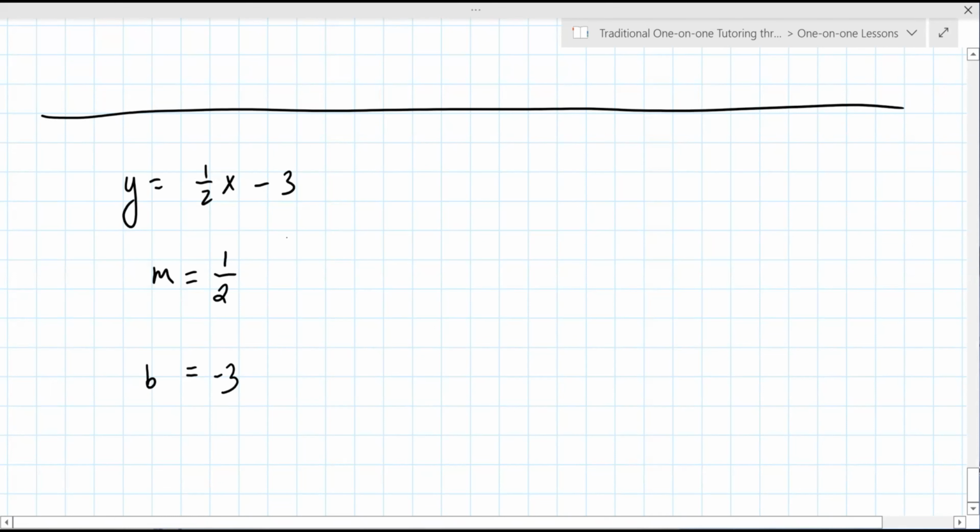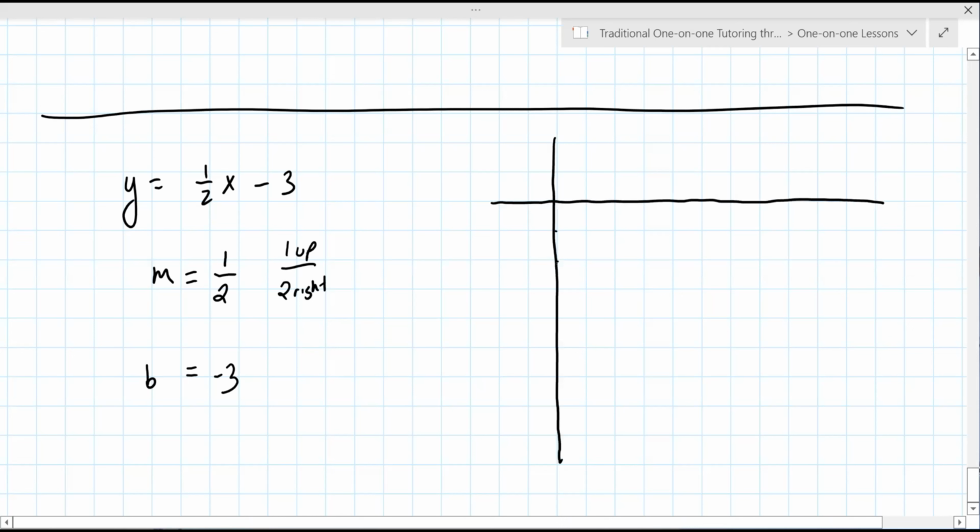So that means you're going to go 1 up and 2 right. And if you need to, you can write that out. That is an important thing to do. Now you start at the b value, -3. So you're going to go up 1 and right 2, up 1 and right 2, up 1 and right 2. You're making a triangle each time.